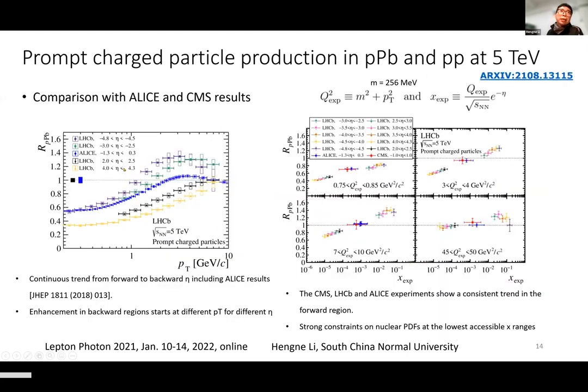And we also compare ALICE and CMS results. The left side shows different colors for different eta coverages, and you can see the trends, right? When the rapidity moves from positive to negative, you can clearly see the trend of the enhancement for the high pT part. And on the right side, there are some new observables, which try to mimic the Q square and Bjorken x, and you can also see this trend very clearly.